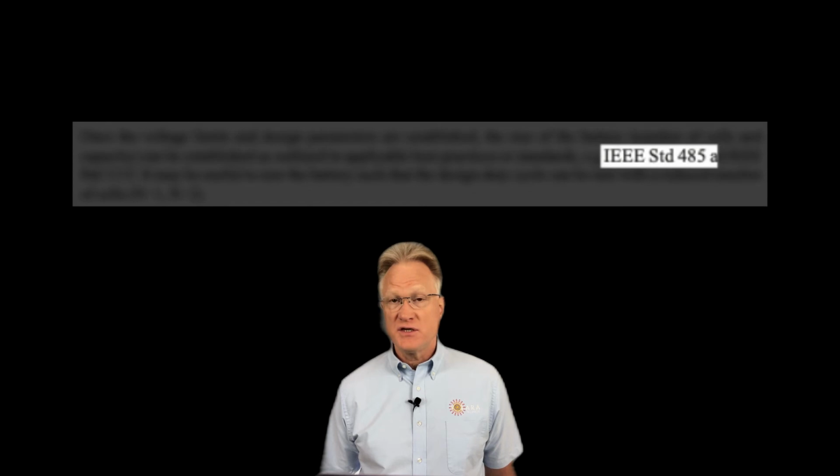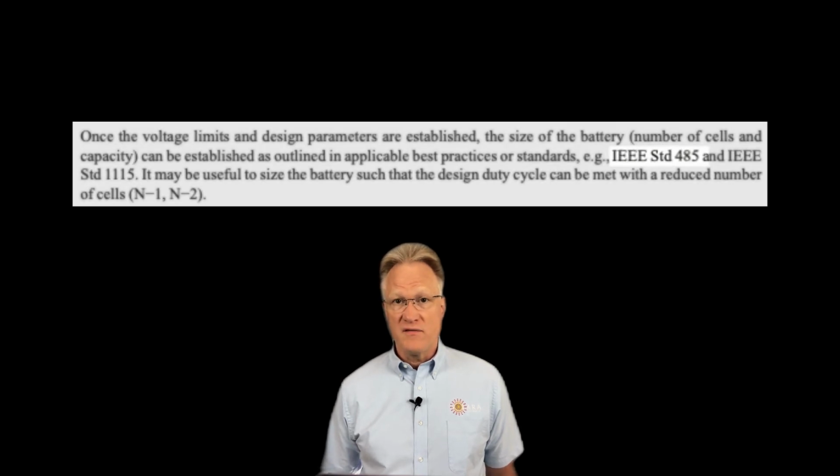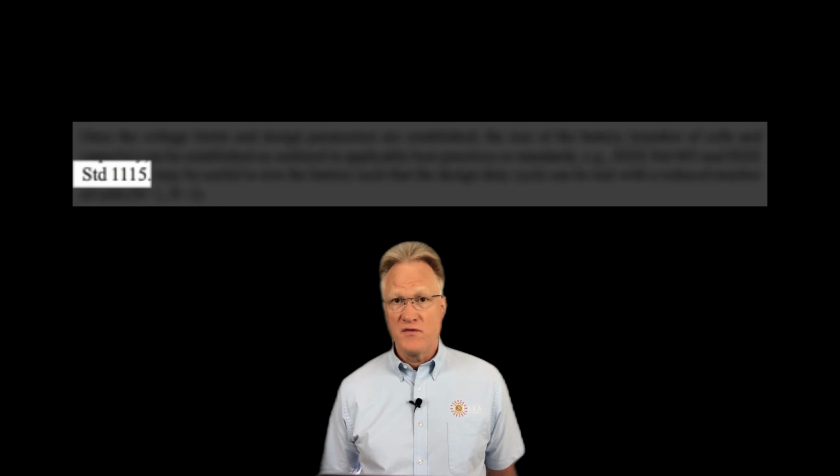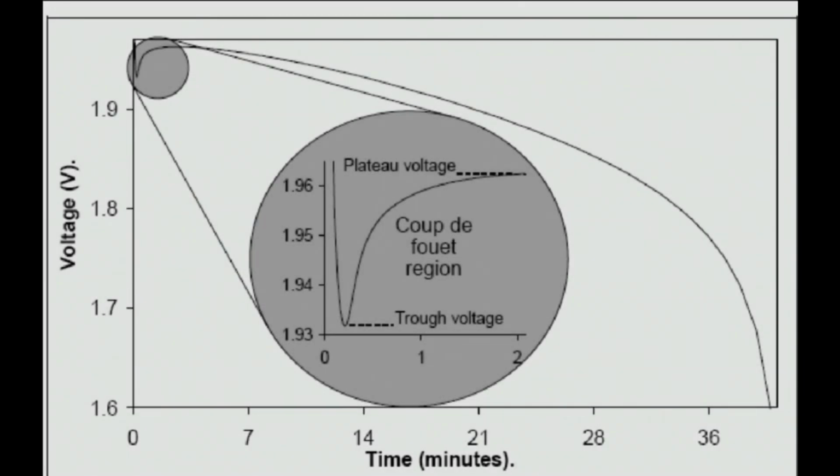Once the voltage limitations and design parameters are established, the size of the battery can be established as outlined in standards 485 and 1115, both to be reviewed in subsequent videos. Some battery technologies may exhibit a momentary voltage dip phenomenon known as coup de fouet or whiplash when supplying high initial currents. Be sure to check the battery manufacturer's datasheets. Also, a site restoration plan may require more than one attempt to restore the station's AC service. If required, be sure to design for this.